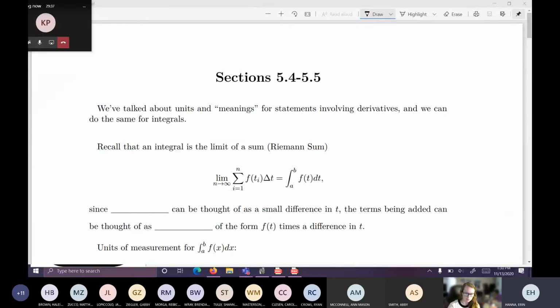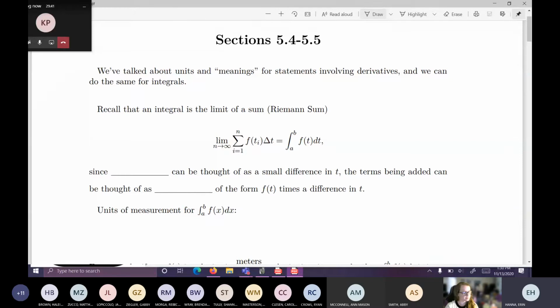So 5.4, and these notes cover 5.5, but we'll only get through a little bit of 5.4 today. 5.4 is essentially about interpreting integrals. Remember way back when we talked about the units and the meanings of statements involving derivatives. That was when we had those two different ways: we could phrase it as a rate, or we could phrase it as a slope idea. Now we need to talk about how to interpret integrals.